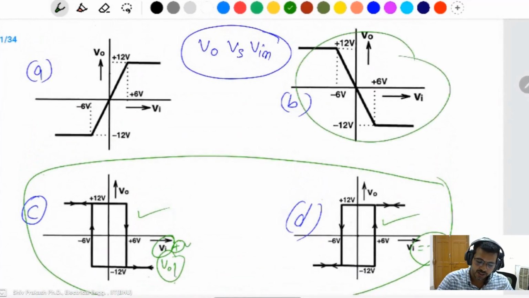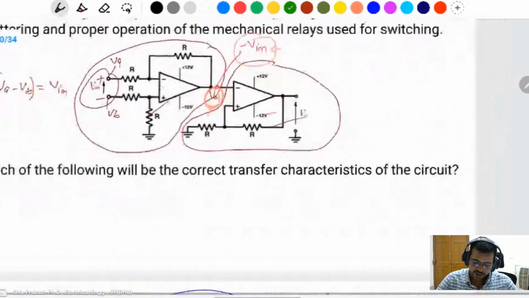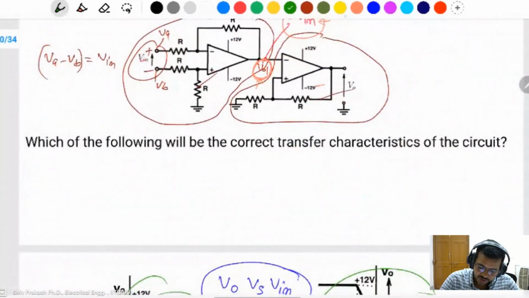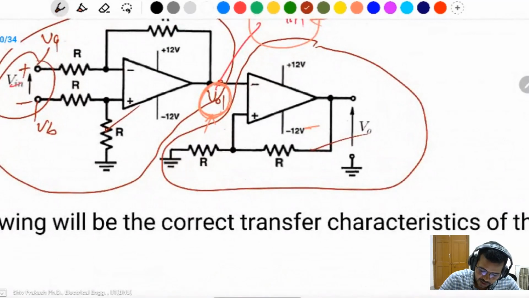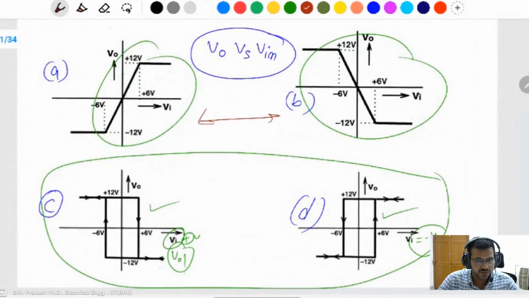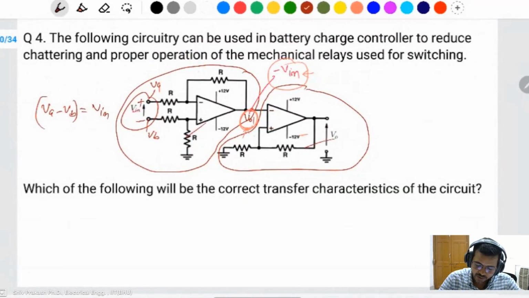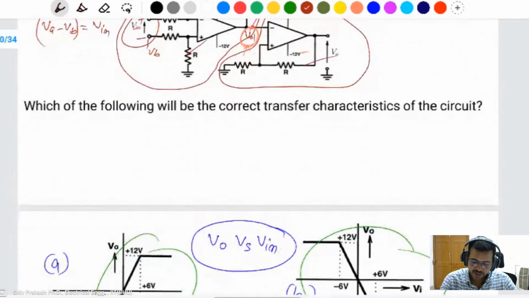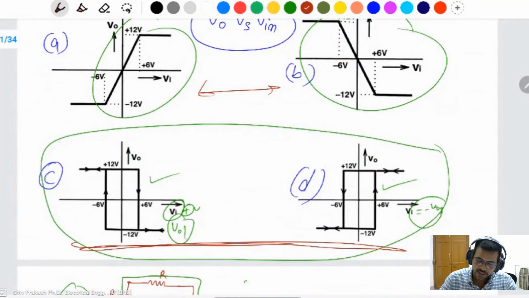This is not correct because of the Schmitt trigger. If in the question it is given this is positive, this is negative, same op amp, then A or B is the answer. But here the negative feedback is not there. Positive feedback is there. Positive feedback means this is the Schmitt trigger. The Schmitt trigger works in a band, known as the hysteresis band. That's why the output is B, C, or D, any one.